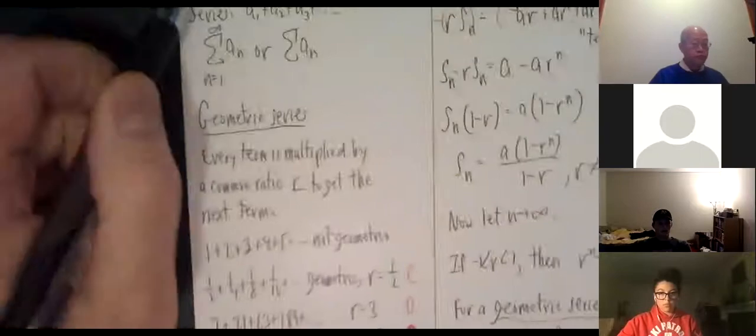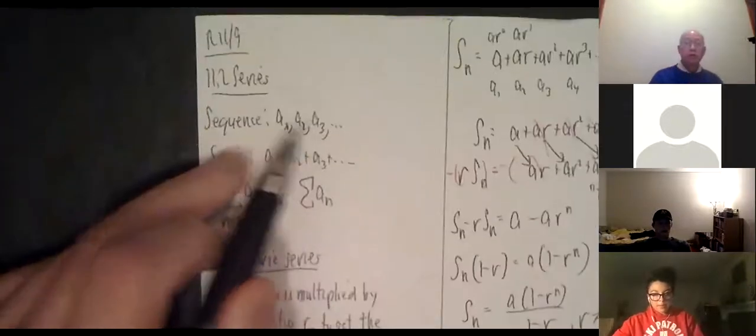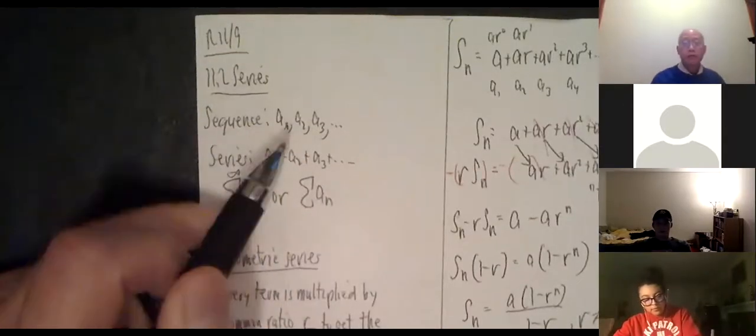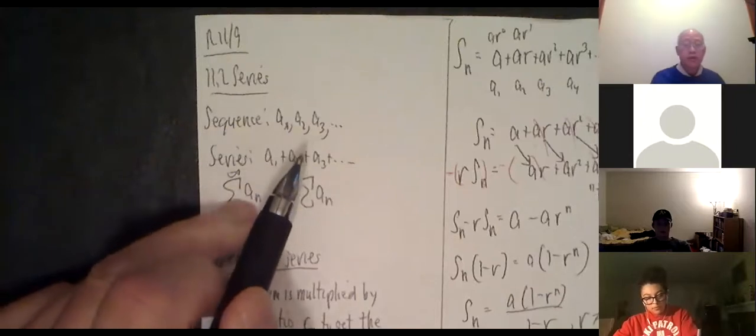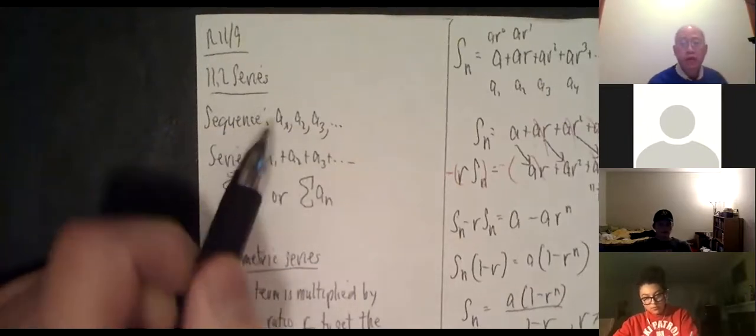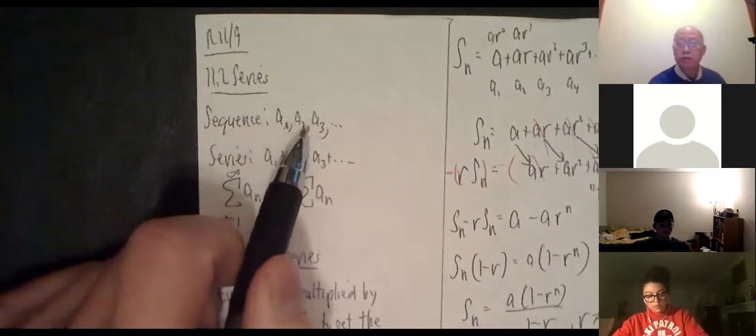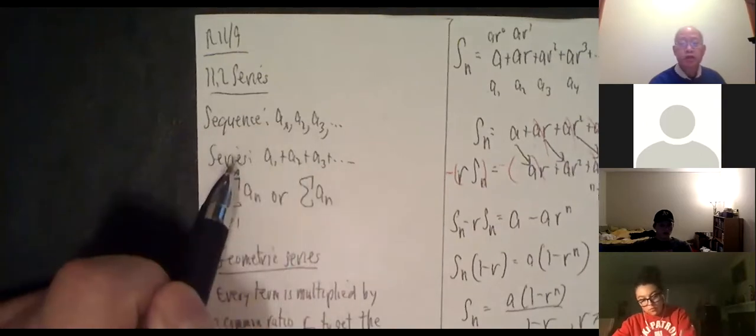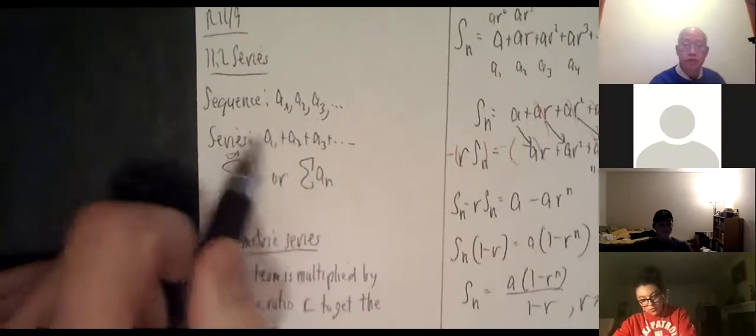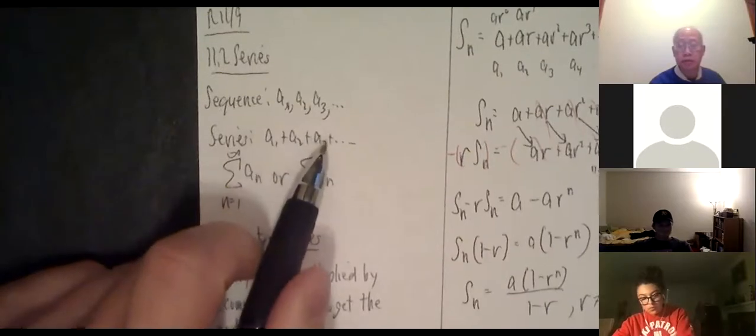The topic is series. Here's 11.2 series. So what's the difference between a sequence and a series? For a sequence, we had a1, a2, a3, and so on last time. For a series, we're adding up all the terms, a1 plus a2 plus a3, and so on.